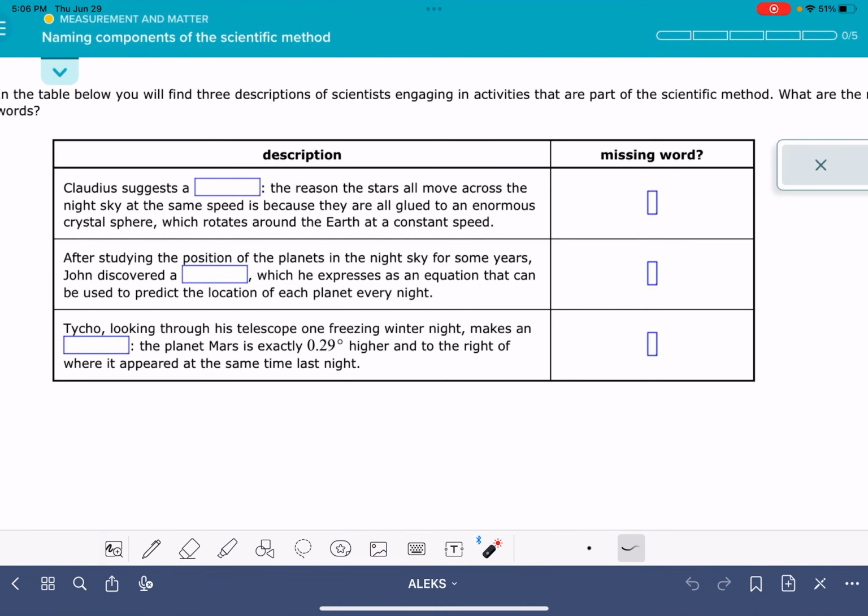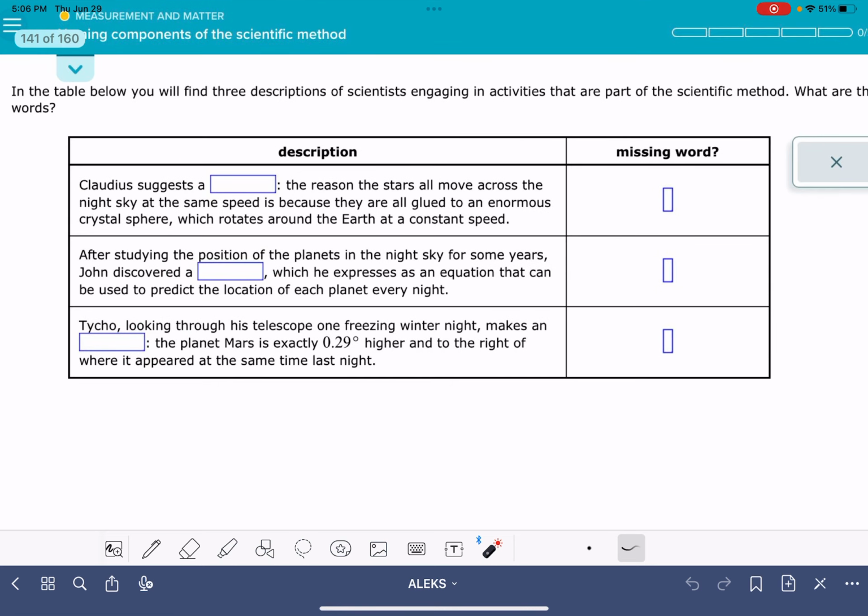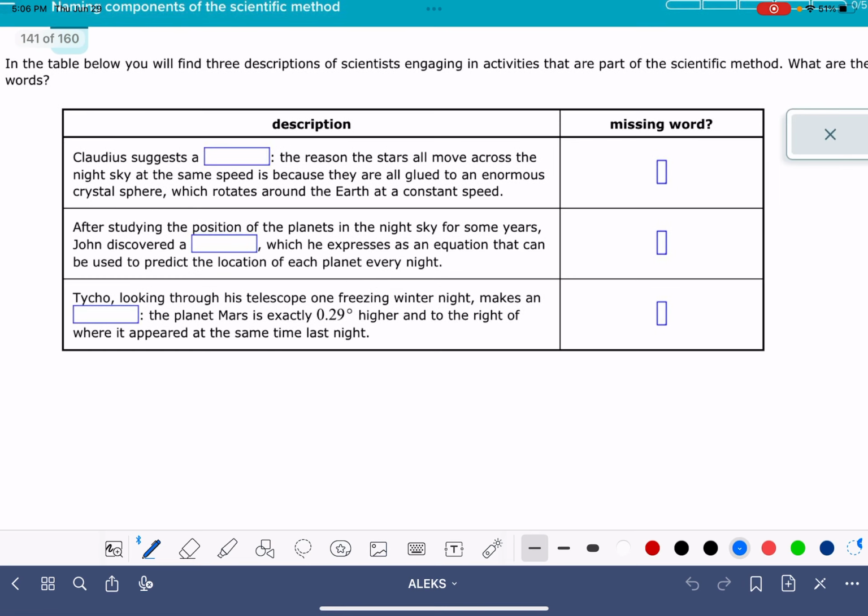In this video, I'll show you how to solve the ALEKS problem called Naming Components of the Scientific Method. This problem is going to give you three situations where you've got to find the missing word, the description of a different component of the scientific method that completes each one of these statements accurately. There are 5 components of the scientific method.